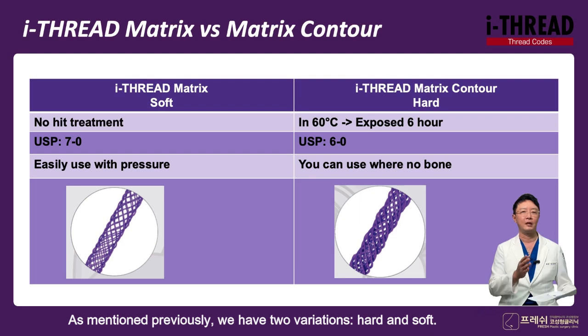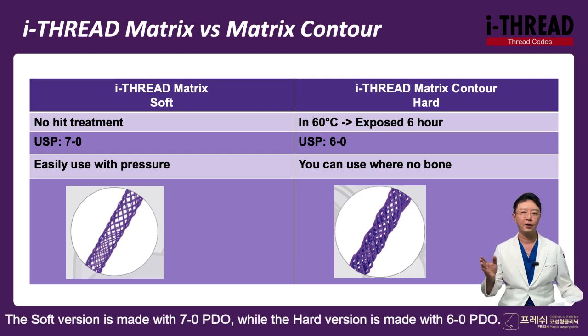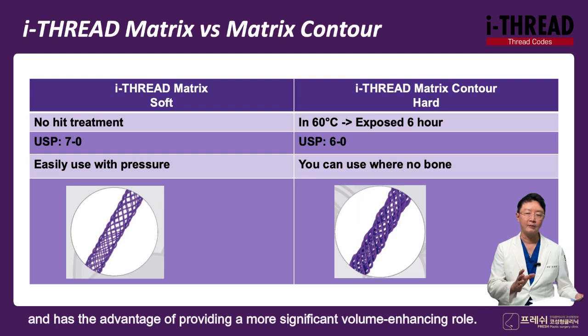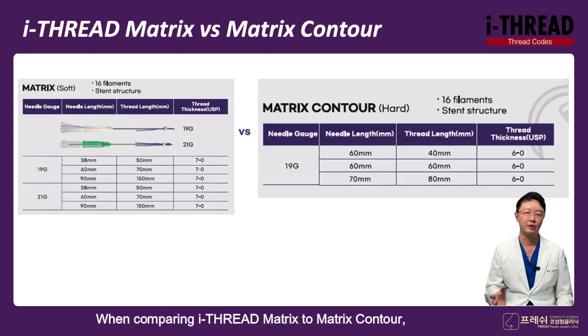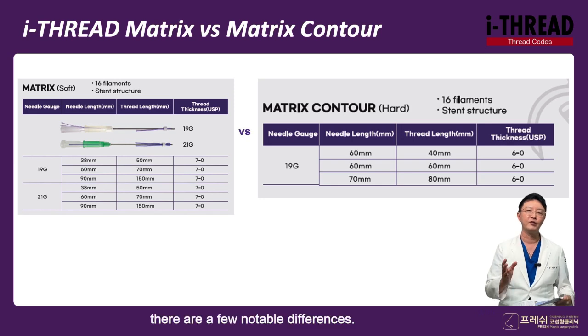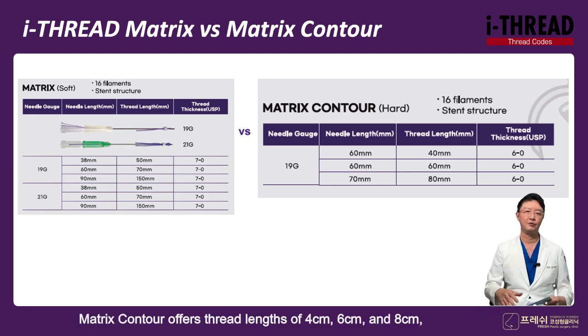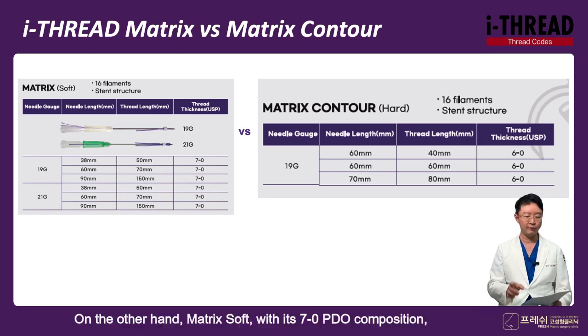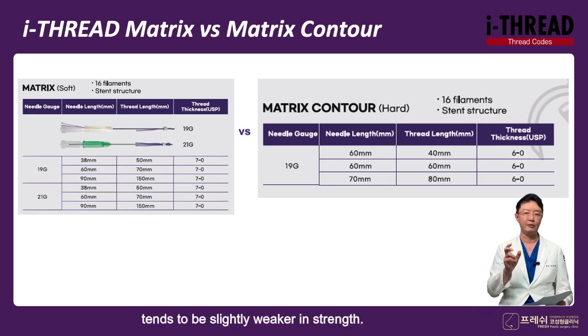As mentioned previously, we have two variations, hard and soft. The soft version is made with 7-OPDO, while the hard version is made with 6-OPDO, so the hard version offers slightly more resistance and has the advantage of providing a more significant volume-enhancing role. When comparing I-thread matrix to matrix contour, there are a few notable differences. Matrix contour offers thread lengths of 4 centimeters, 6 centimeters, and 8 centimeters, all made with 6-OPDO. On the other hand, matrix soft, with its 7-OPDO composition, tends to be slightly weaker in strength.